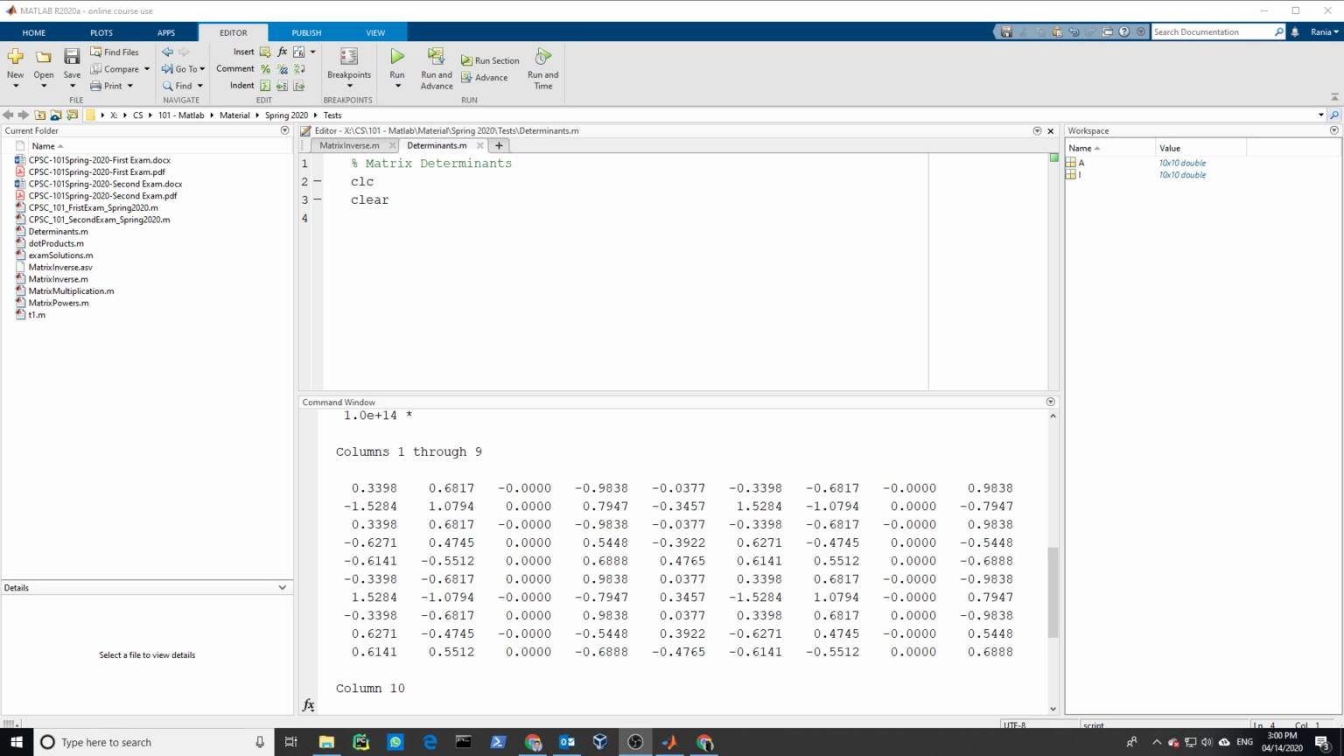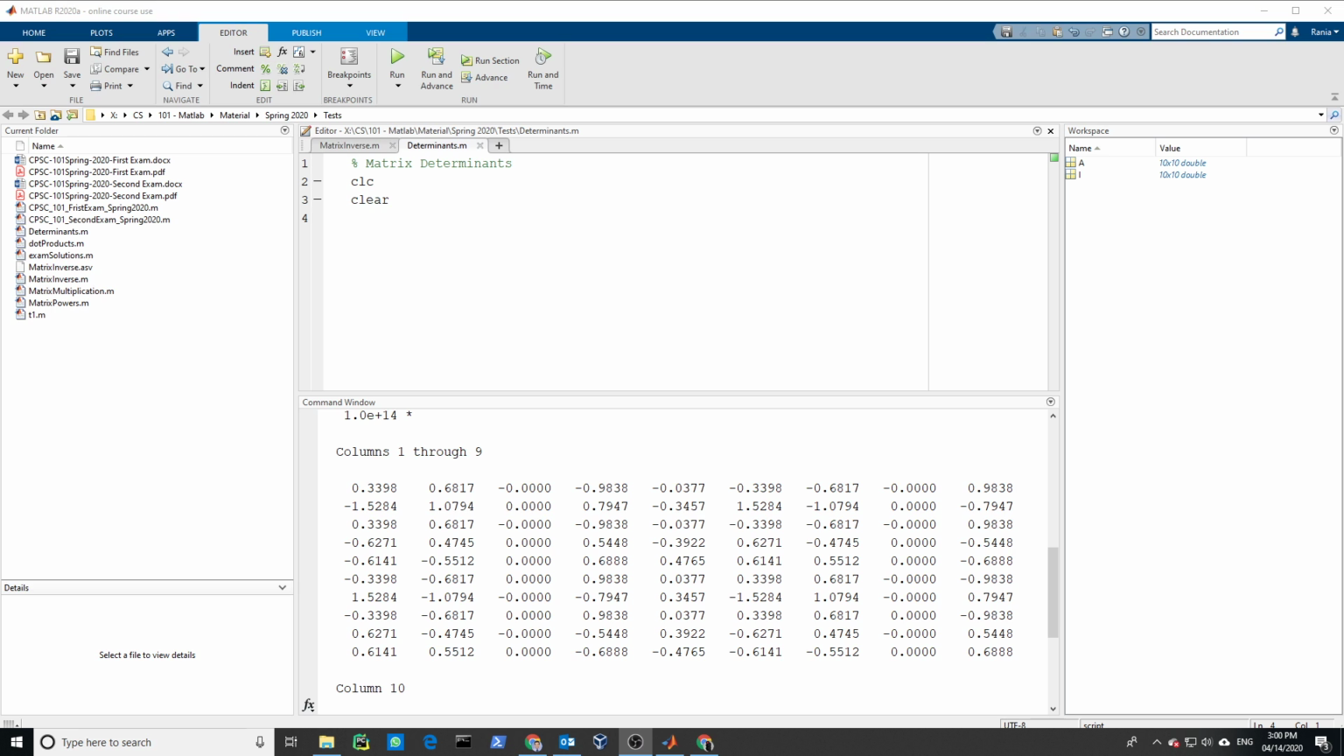So let's talk about the determinants in Matlab. Determinants are used in linear algebra and are related to the matrix inverse. If the determinant of a matrix is 0, the matrix does not have an inverse, and we say that it's singular.